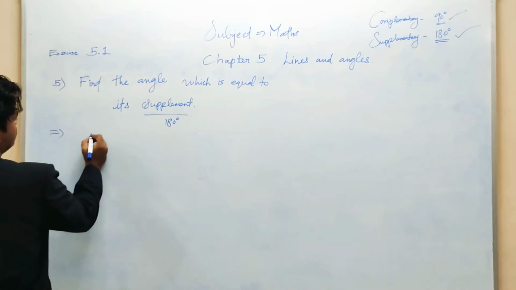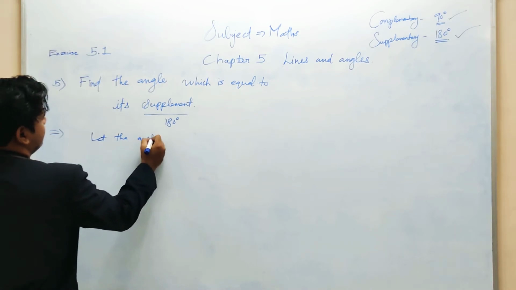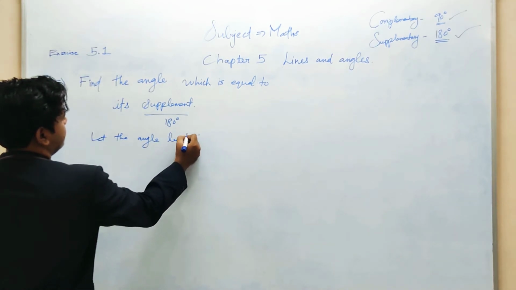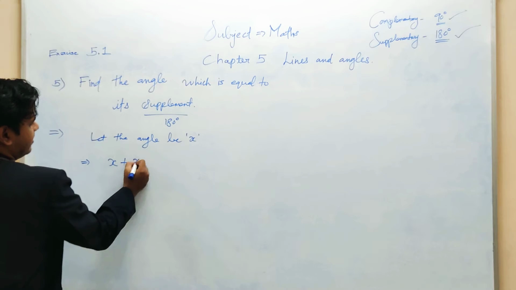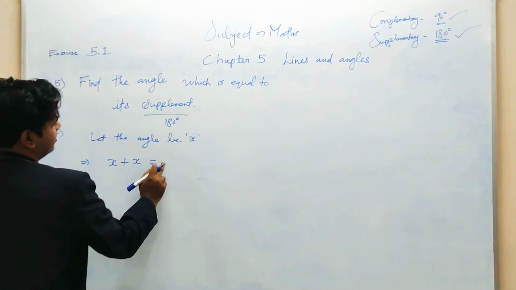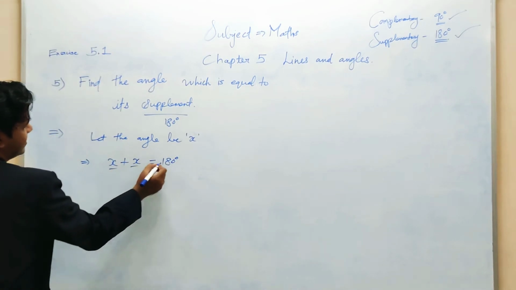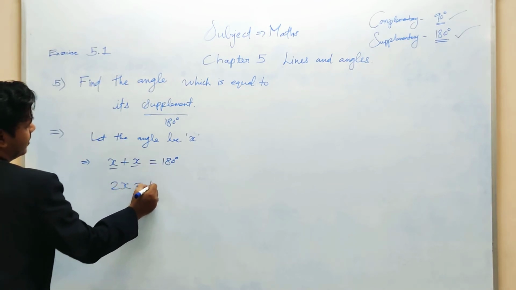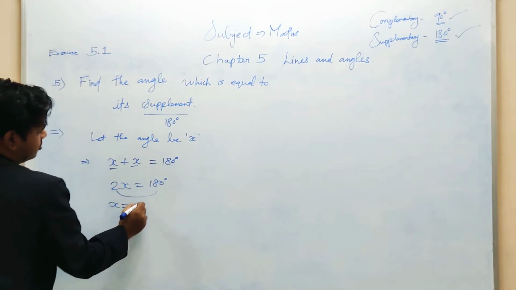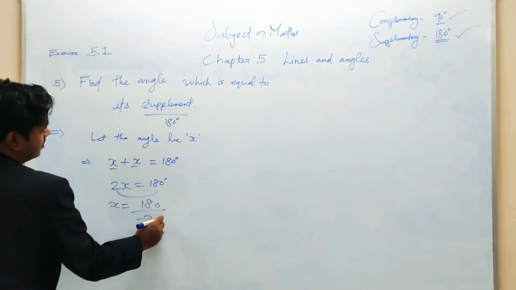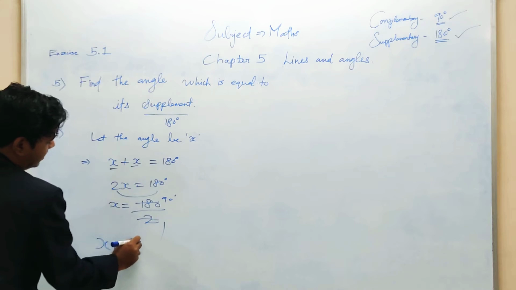So here same process we will apply. Let the angle be x degree. From this we can write, x plus its complement both are equal to its supplement. So this will be 180 degree. So x plus x is equal to 180 degree. So 2x is equal to 180 degree. This 2 will go here in division. x is equal to 180 upon 2, that is 2 ones are and 2 90s are. So x is equal to 90 degree.